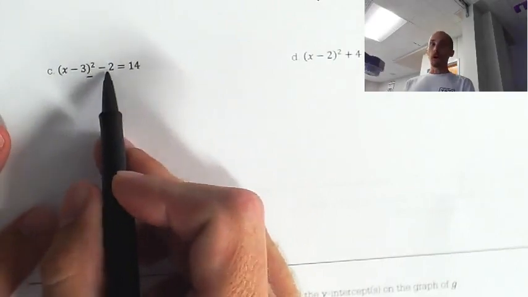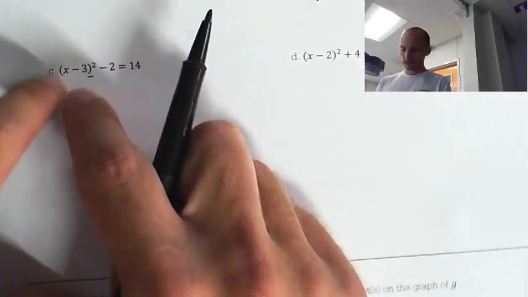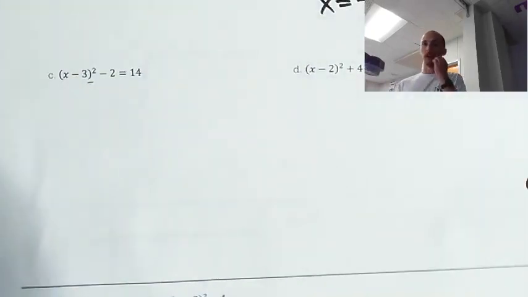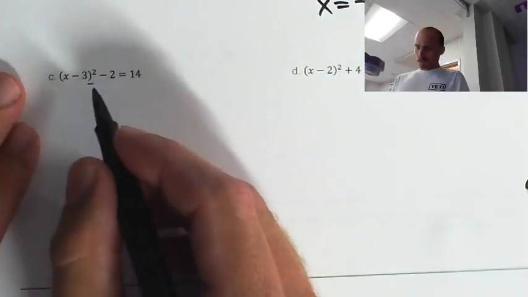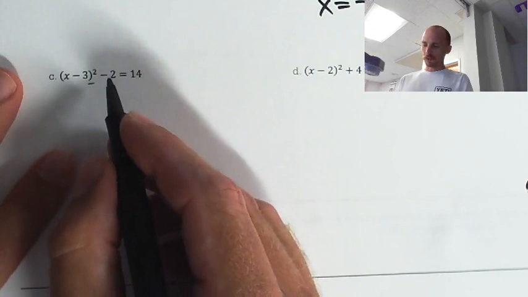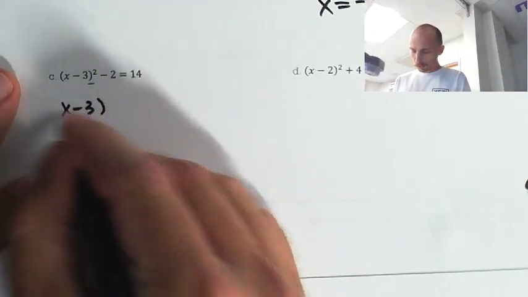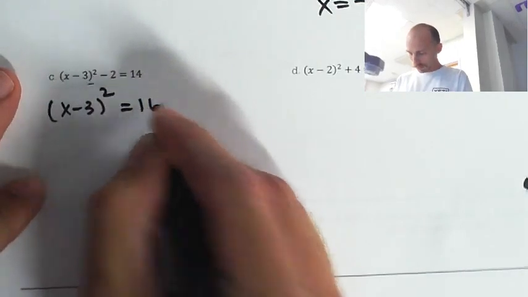Right, x minus 3 squared minus 2 equals 14. Now, rather than trying to square this binomial and solve it some other way, we'll do that next time, maybe. Let's just try to solve this one directly. So let's just kind of do the reverse order of operations. Let's add 2 to both sides. x minus 3 squared equals 16.